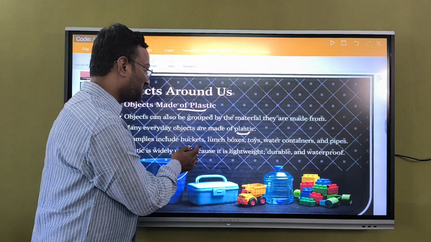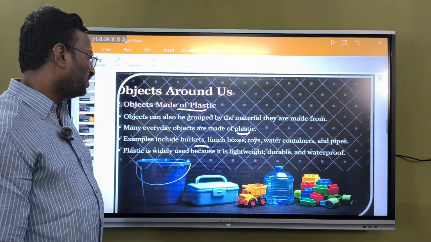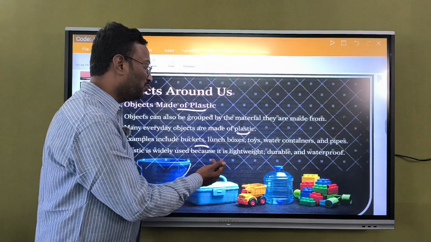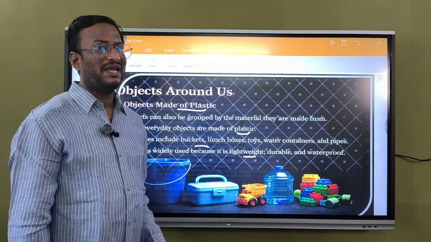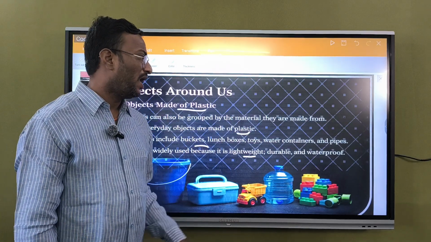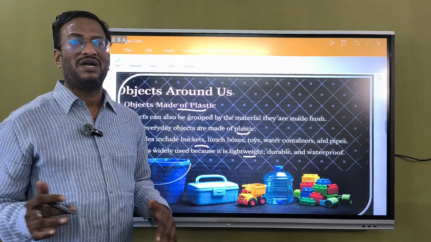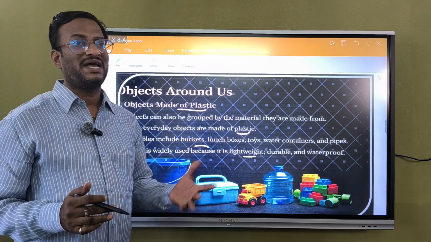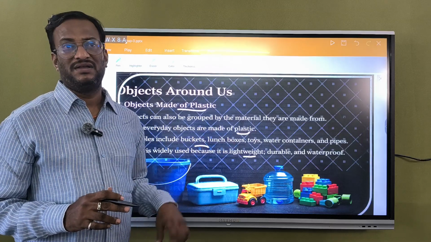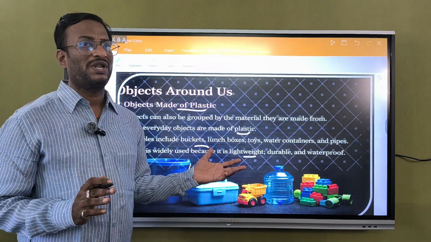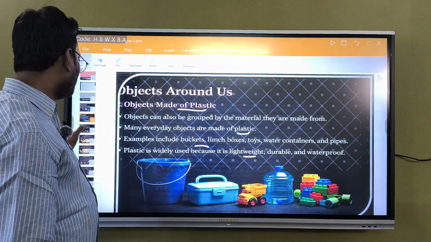Examples include buckets, lunchboxes, toys, water containers and pipes. These are all made of plastic because plastic is widely used for being lightweight. The weight of plastic is very light. It is durable, it can withstand for a longer time, and it is waterproof. It will not react with water, and it won't spoil. If you use iron directly, it will react with water and form iron oxide, that is called rust, but plastic won't react with water, so it will be durable. That is why we are using it.